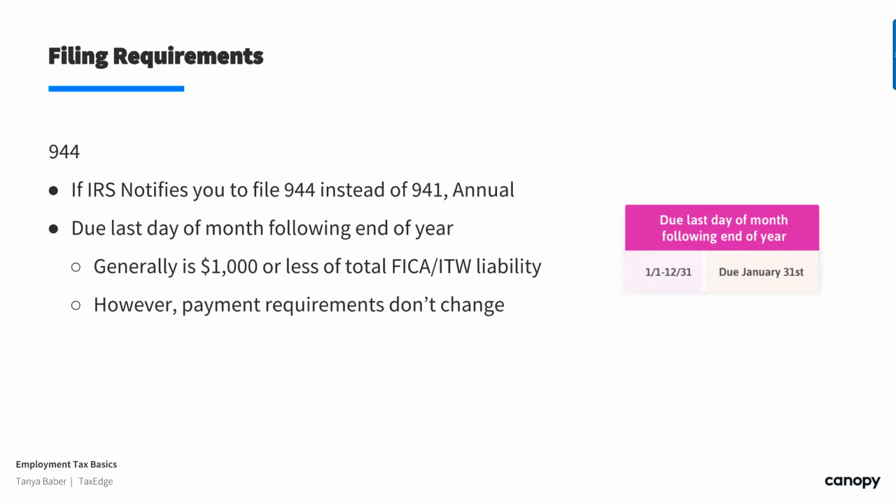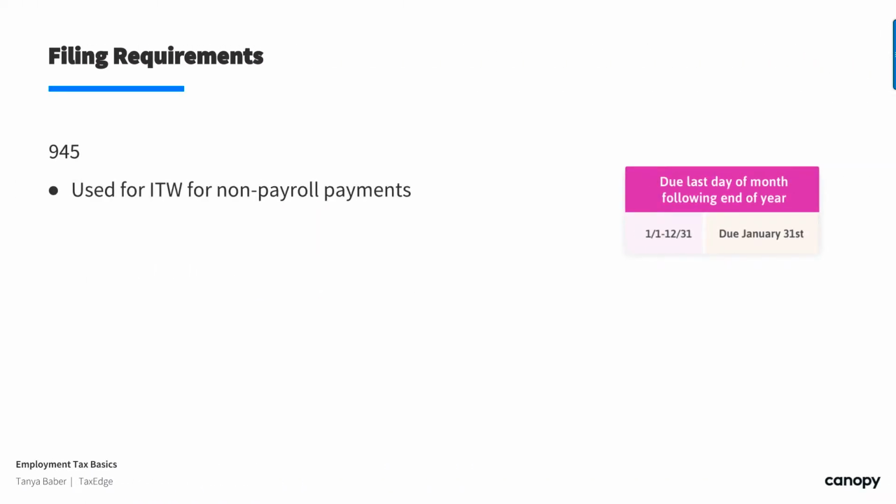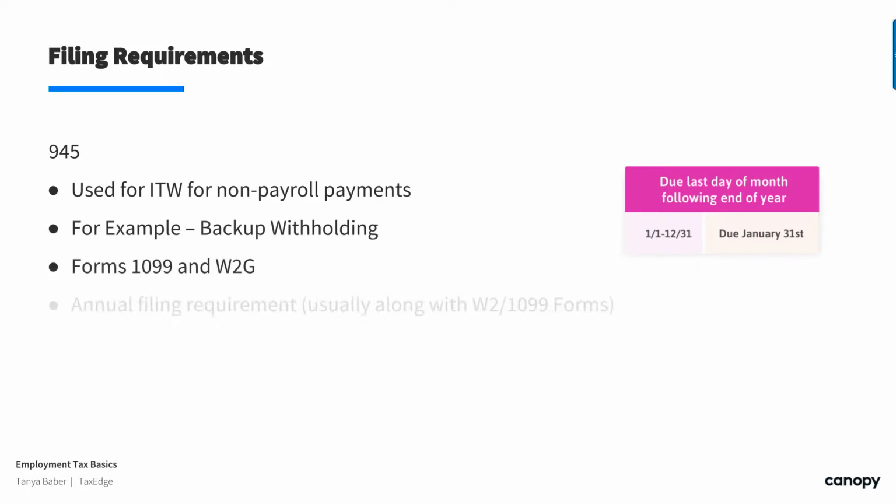The 945, another version of a report. It is used pretty much for income tax withholding for non-payroll payments. So backup withholding we talked about earlier for our contractors. So you have maybe a Form 1099 or W-2G if you're taking taxes out of gambling earnings. Those are all going to be reported on the 945. That has an annual filing requirement as well, and you kind of think along terms of the W-2 or 1099 forms. Those are all due in January now, by the way, because of our new changes in 2017. But all these, the reporting forms for the income tax withholdings if you're taking taxes out for those, are all due by January 31st.